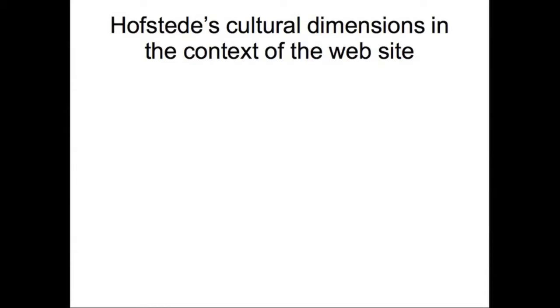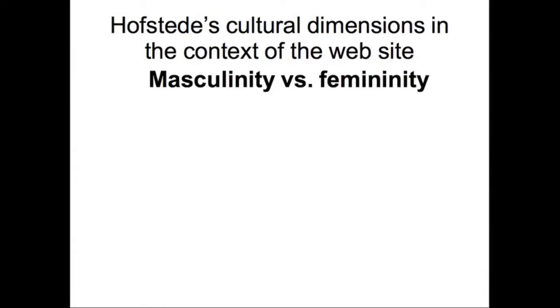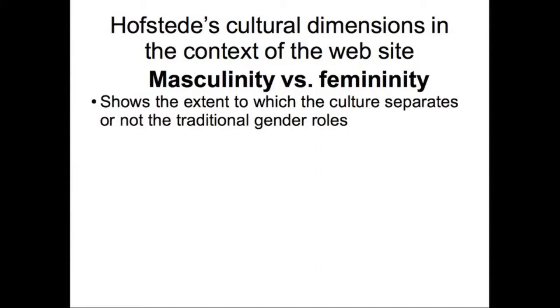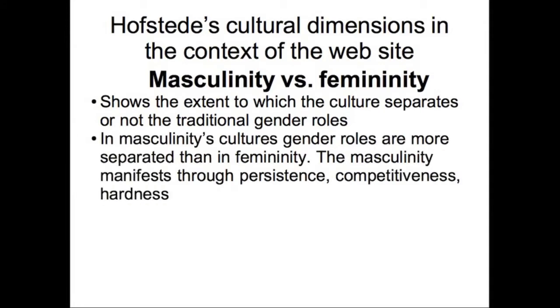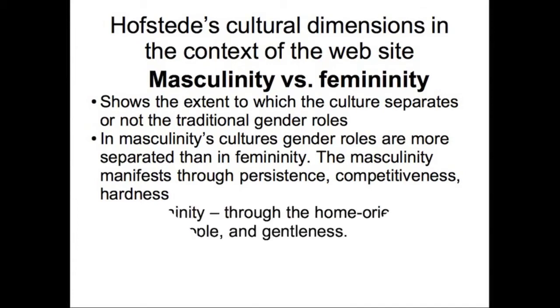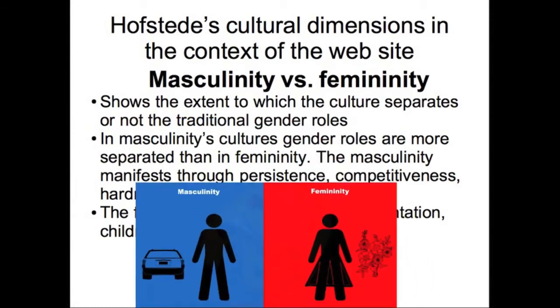The third dimension is masculinity versus femininity, the extent to which the culture separates or not the traditional gender roles. In masculine cultures, gender roles are more separated than in feminine ones. Hofstede focuses on the traditional gender roles. Masculinity manifests through persistence, competitiveness, hardness, and femininity through home orientation, children, people, and gentleness. The masculine cultures focus more on quick results, and navigation should be oriented to research and control, and attention attracted through competition and games, a pragmatic usage of graphics, sounds, and animation.